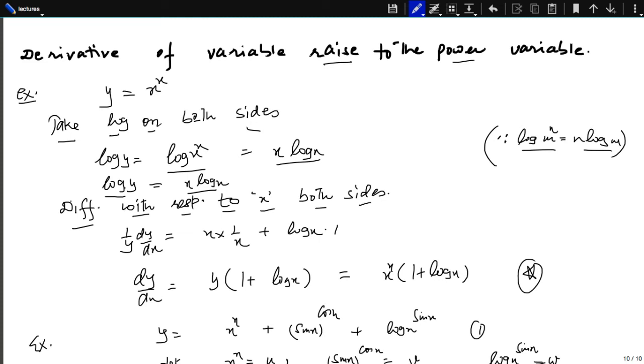We say log y equal to x log x, differentiate with respect to x both sides. Derivative of log y with respect to x is 1 upon y dy by dx, which is equal to x into derivative of log x, that is 1 by x, plus log x into derivative of x, that is 1. Dy by dx is 1 by y goes to other side, becomes y into 1 plus log x, that is y equal to x raised to x into 1 plus log x.